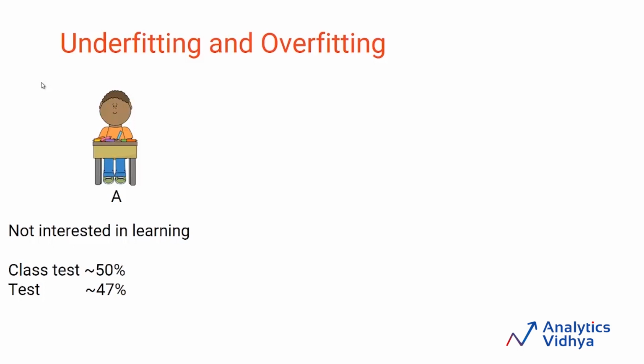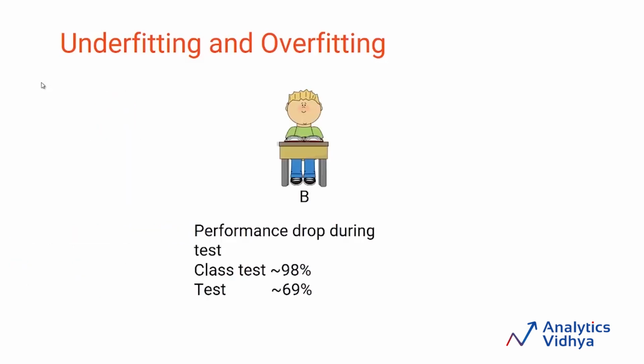Student B, on the other hand, initially proved to be very promising. He scored 98 in the class test. But then he memorized the answers, right? He was limited to the classroom examples. Therefore, his score drops significantly to 69%. We refer to this as memorizing or overfitting. It means performing too well on the questions that he has previously seen, but failing terribly at the new different questions.